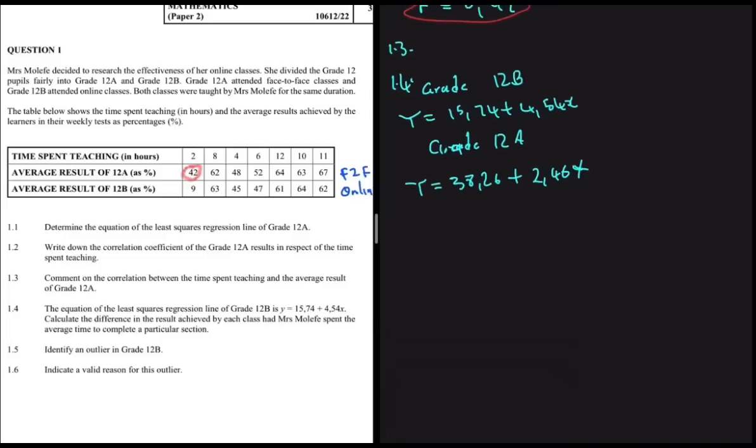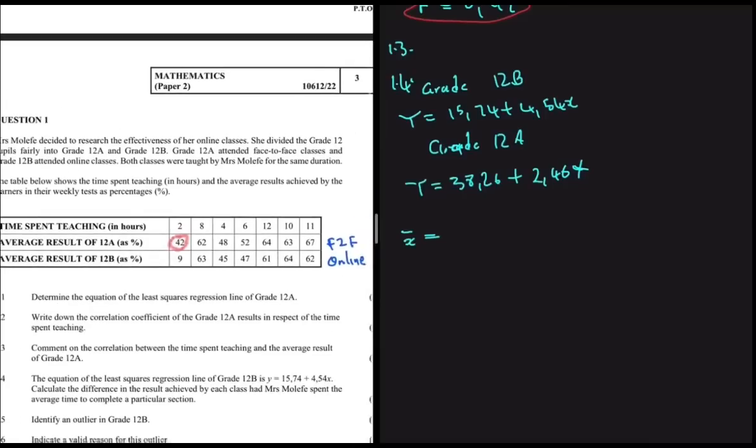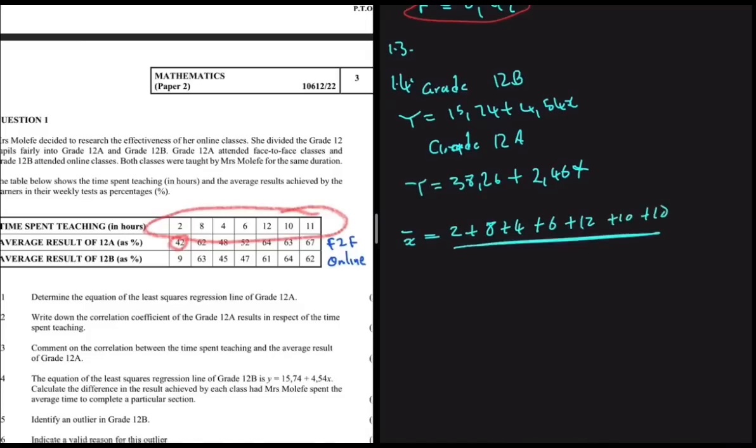So X bar, we're looking for the mean, the average basically. The time spent, we have the time here that I just circled in red. So we can just find the average of that. That will be 2 plus 8 plus 4 plus 6 plus 12 plus 10 plus 11, and then we divide everything by the number of terms. So we have 1, 2, 3, 4, 5, 6, 7. So we are dividing by 7. If you put that in your calculator, you should get 7.57. So now we have the average time spent.